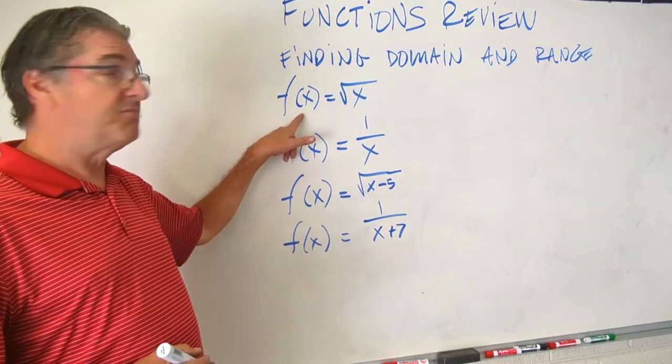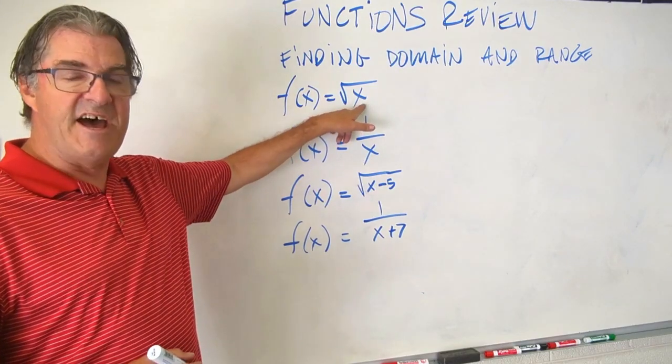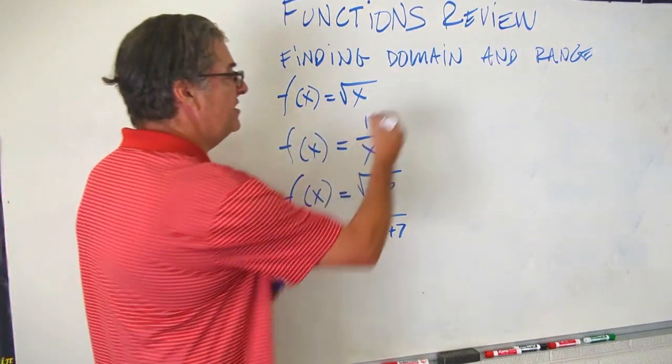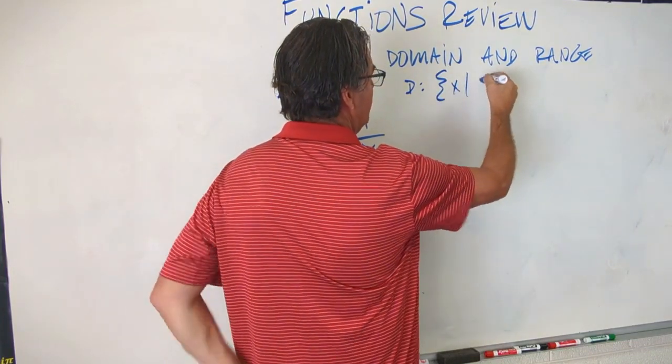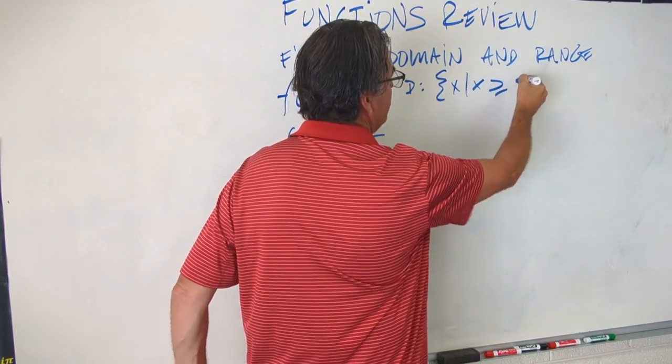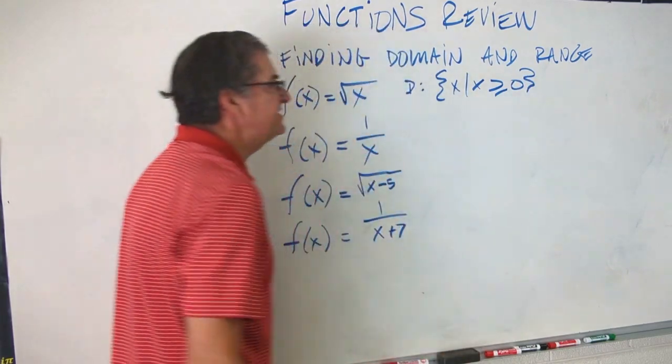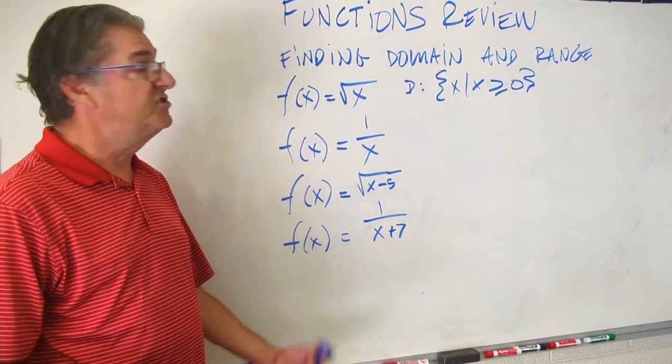So check out this first one. F of x equals the square root of x. The domain is going to be all real numbers, x such that x is greater than or equal to 0. If x is less than 0, we can't do this.